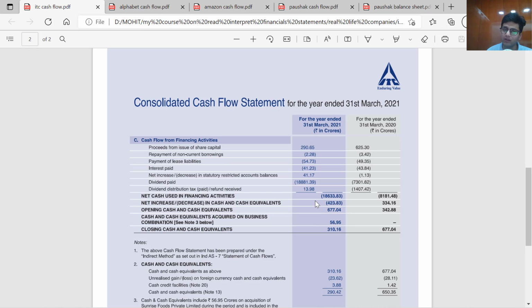Let's take a new company to understand cash flow from financing activities. Now, this is a company called ITC in India. This is the biggest cigarette brand of India, and it basically is a cash cow machine. It earns the majority of its income by selling cigarettes in India. Now look what happens in ITC.